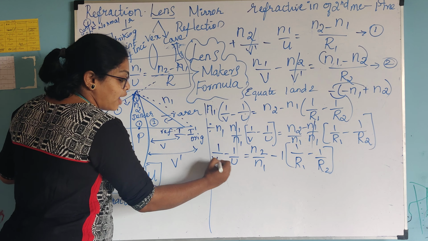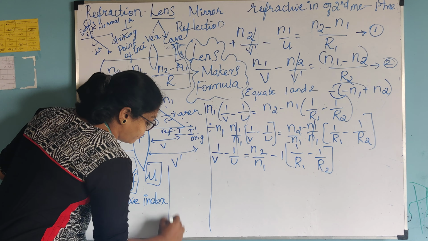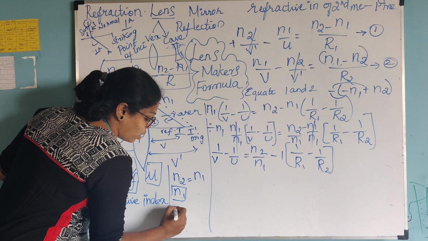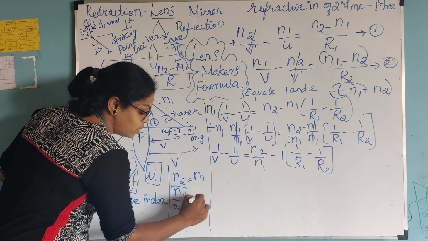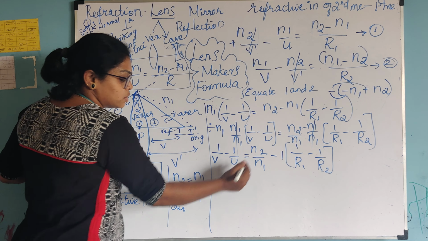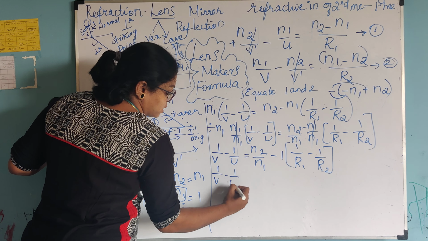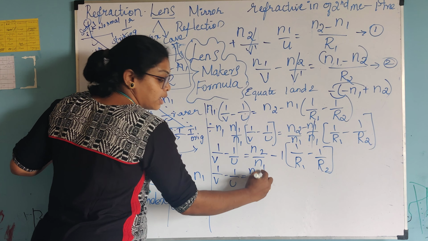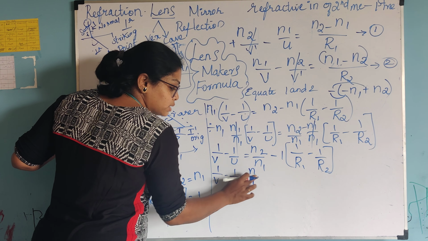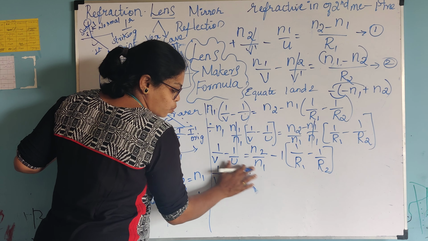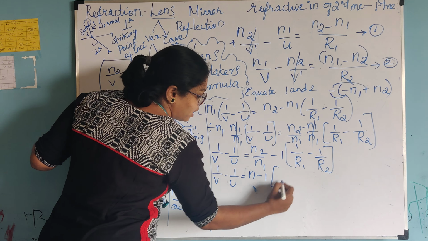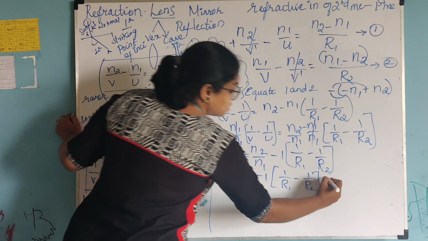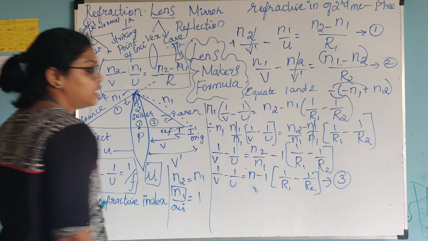Next, we have a substitution here. In the place of N2, we can write N, and we consider N1 as always an air medium. So the value for the air medium is 1. Substitute now: 1 by V minus 1 by U is equal to, in the place of N2, N, and in the place of N1, 1. So it is 1, and we can neglect that. So it is N minus 1, into 1 by R1 minus 1 by R2. Now you make this the third equation.